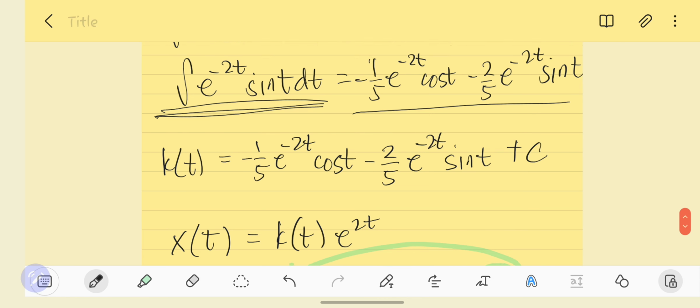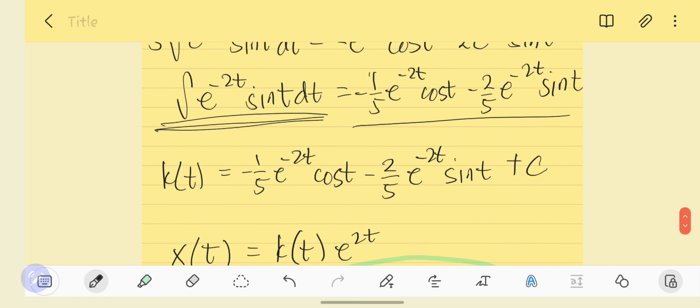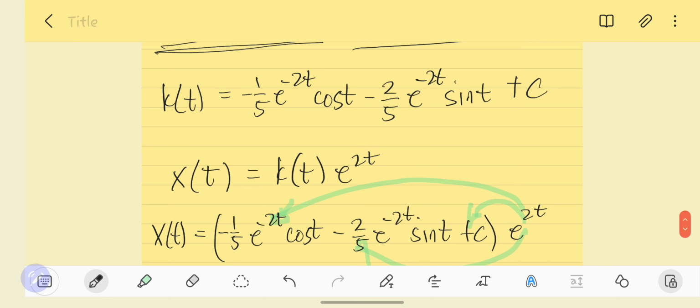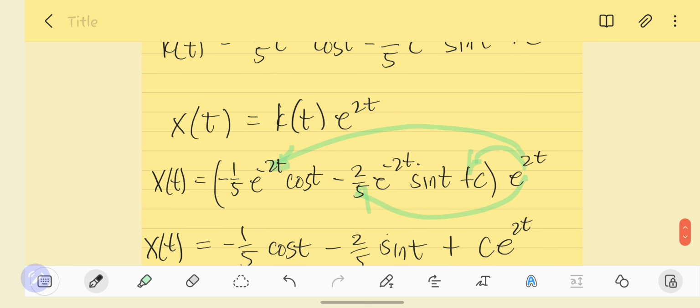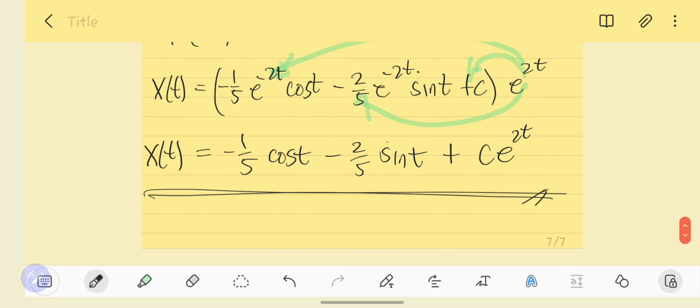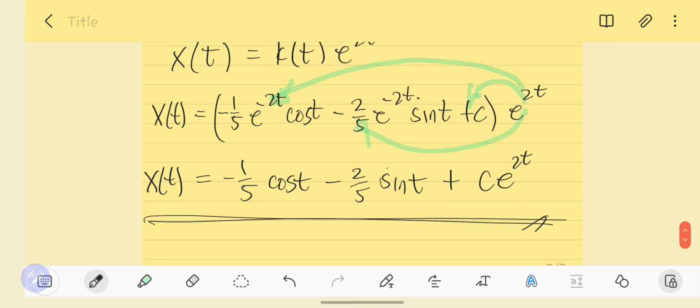And that's our k of t. So we will plug that into our homogeneous equation solution, rather. x of t is equal to k of t times e to the 2t. So now we arrive at the answer: x of t is equal to negative 1/5 cosine t minus 2/5 sine t plus c, times e to the 2t. Now that is your solution.